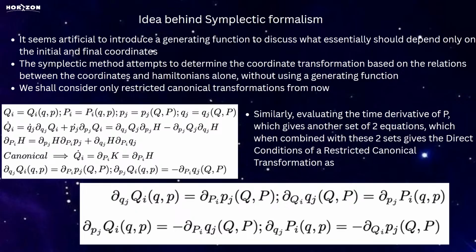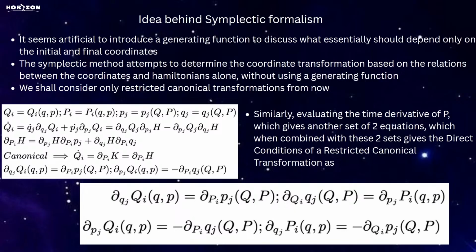We're just doing a coordinate transformation. Why do we need to introduce a generating function as an intermediate step which maps the initial and final coordinates? Why can't we just define the coordinate transformation based on the relations between the coordinates and the Hamiltonians alone without using a generating function? You may ask. We can do that, and we'll be seeing how to do that here. This is the idea behind symplectic formalism.